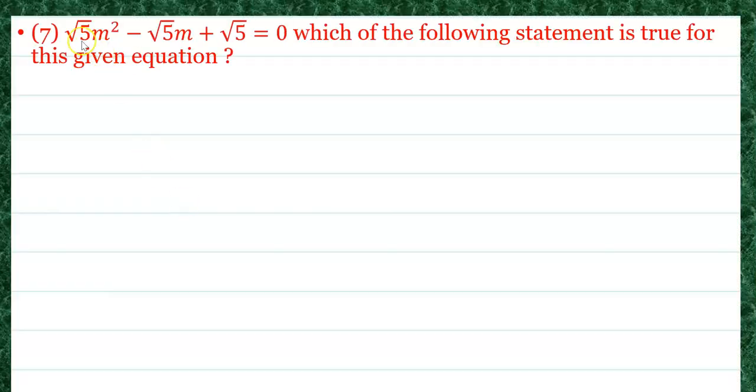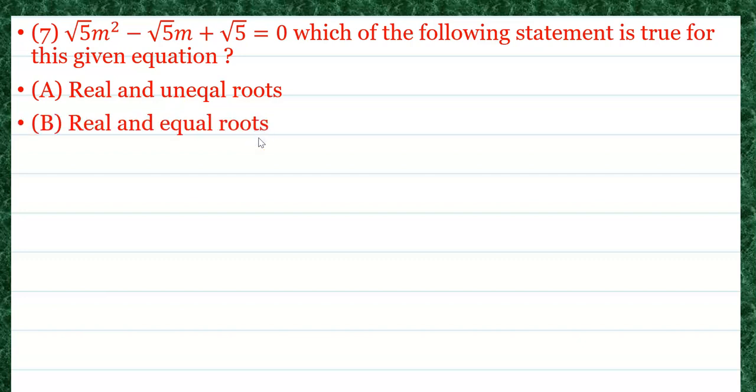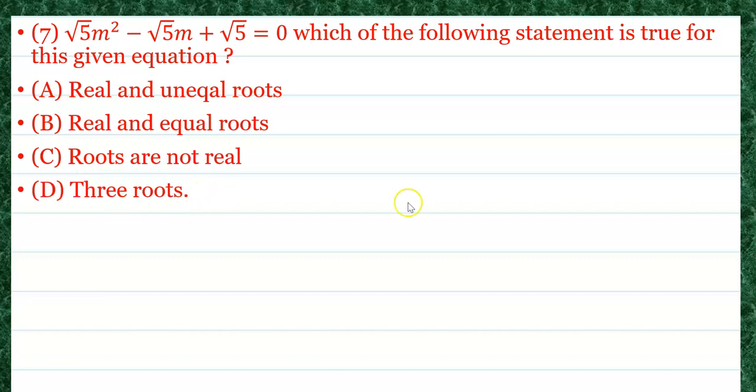Number 7, root 5 m square minus root 5 m plus root 5, and that's equals to 0. Which of the following statements is true for the given equation? Okay, what is the first? That is, their roots are real and unequal roots. B, real and equal roots. C, roots are not real, and D, 3 roots. Okay, now we'll see one by one.